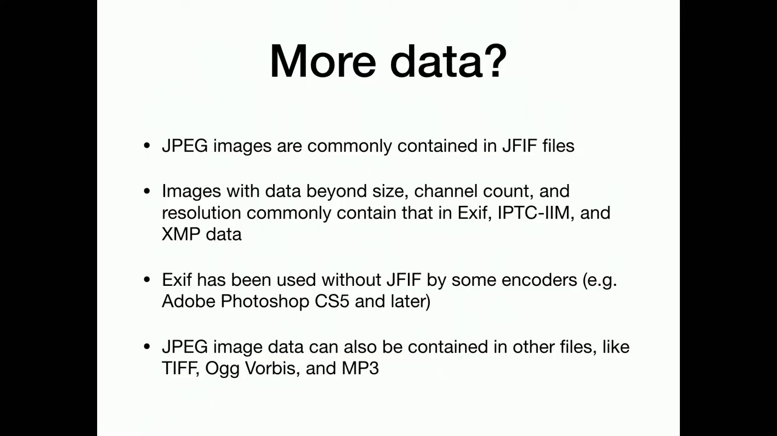So a JPEG, because it doesn't actually specify how to contain itself, is commonly found in JFIF files, and other forms of files like EXIF and other methods of actually encoding data about the image. Because JPEG, the standard itself, doesn't even tell you what your components are. It doesn't say how to interpret them. It lets you put in an identifier.